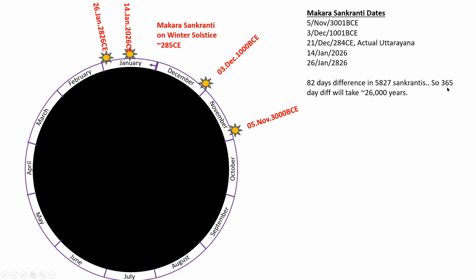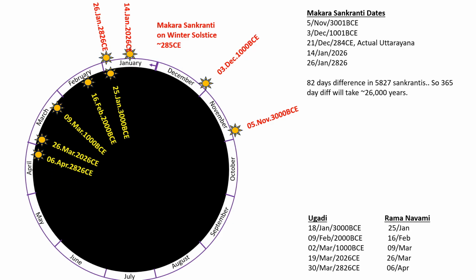So this means for a 365-day shift or a drift, it will take about 26,000 years. So this is like the precession of the equinox. This whole drift is mainly happening because the seasons in the Hindu system are locked to the stars and not to the north-south movement of the sun. North-south movement, which will capture the summer solstice, winter solstice, vernal equinox, will be more honest with the seasons rather than getting locked with the star system.